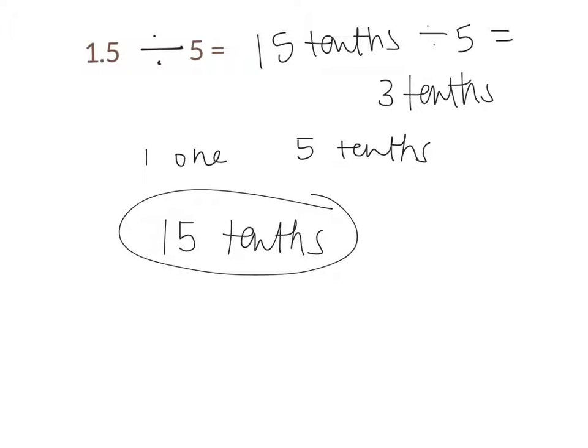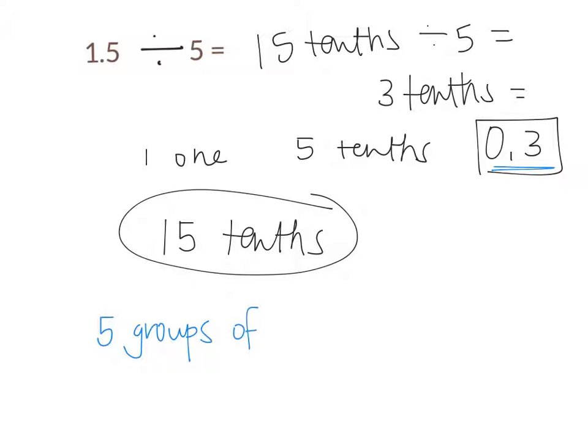How do I write 3 tenths in standard form? 0.3. Do I want to write the word tenths after that? No. Okay. How do I write this as a sentence? How many groups do I have altogether? How many groups did I split it into? 5. So how many groups do I have altogether? 5 groups, right? And then how much was in each group? 5 groups of 3 tenths is altogether how many tenths? 15 tenths. And that's the sentence you would write at the end of this.